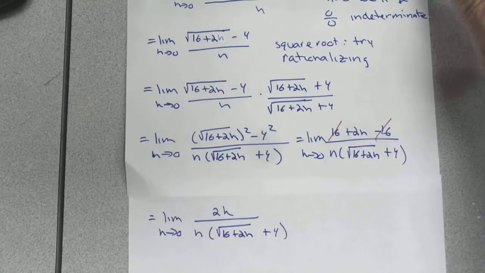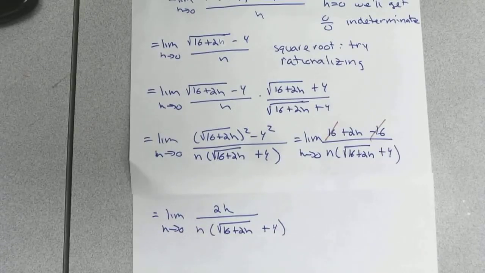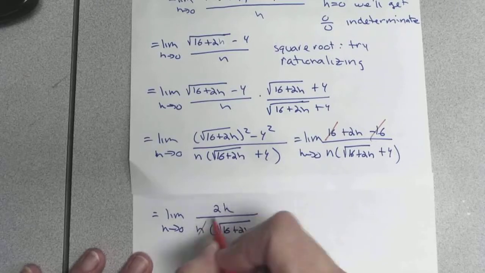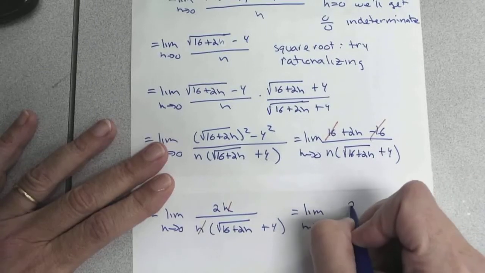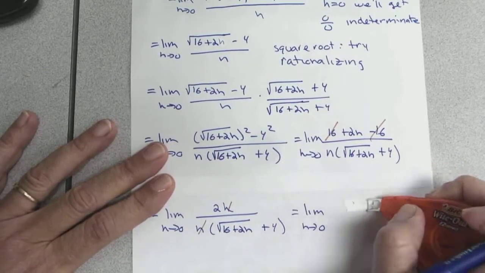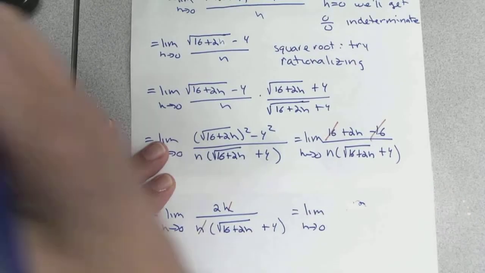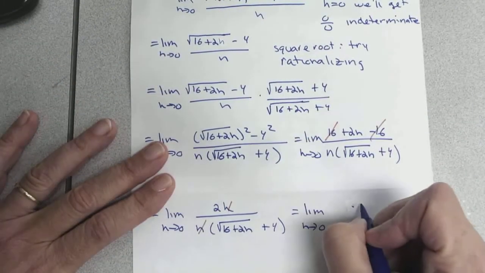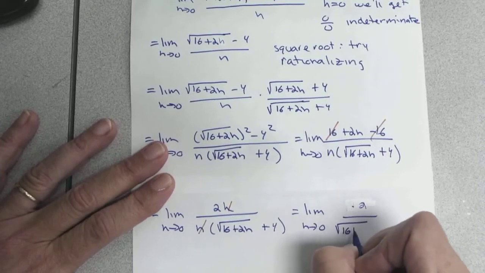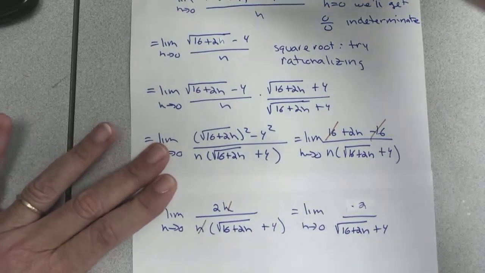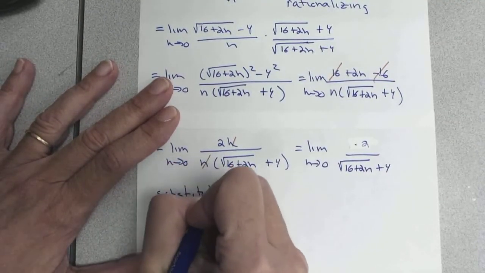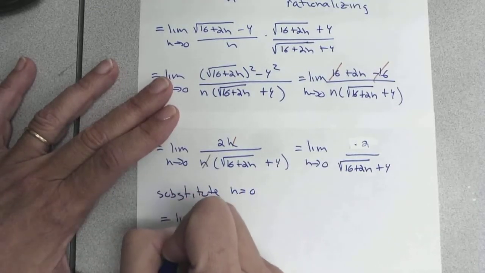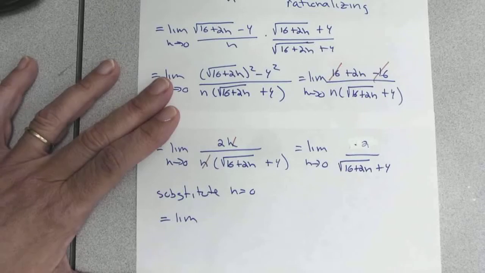And there's my goal. Those h's cancel. And so I have the limit as h goes to 0 of 2 over the square root of 16 plus 2h plus 4. And now I can substitute h equals 0.